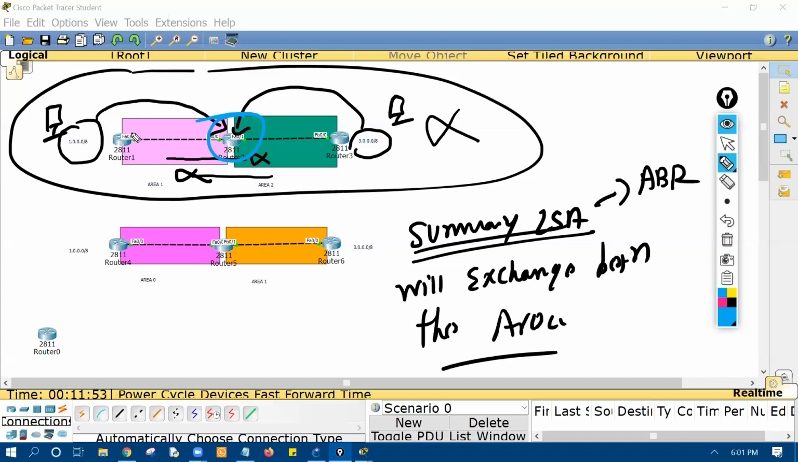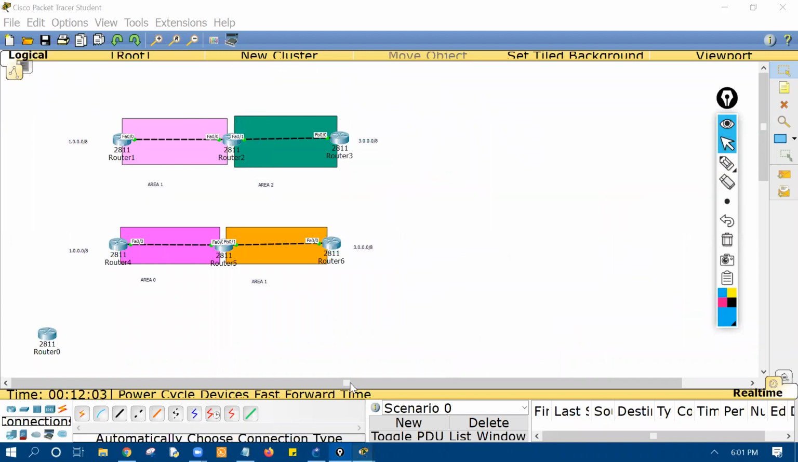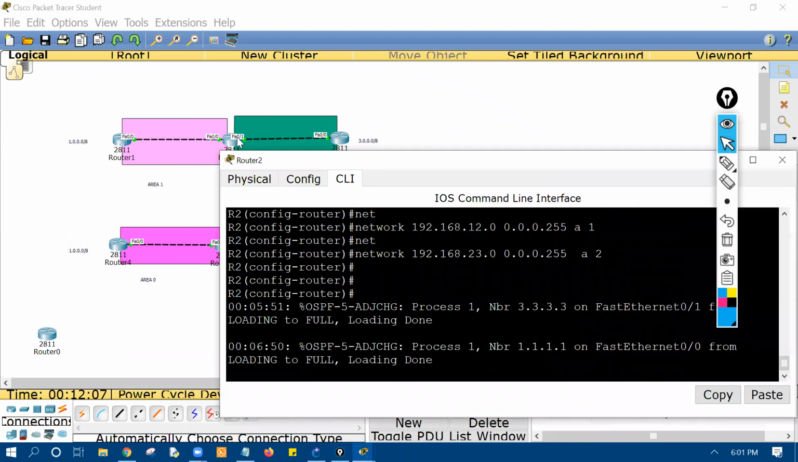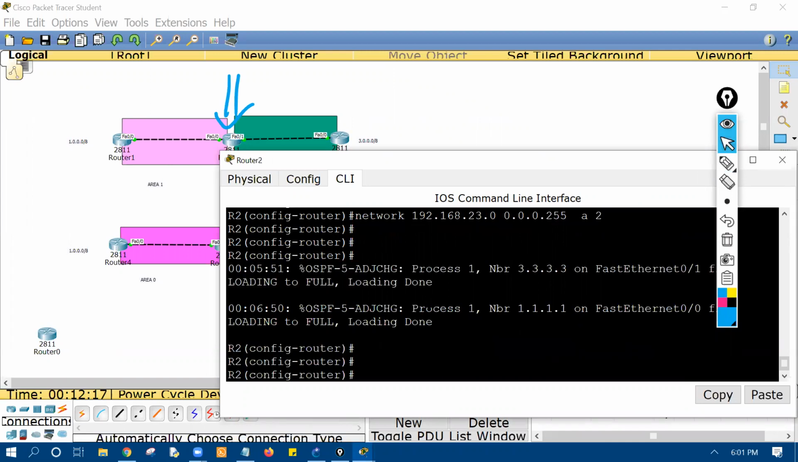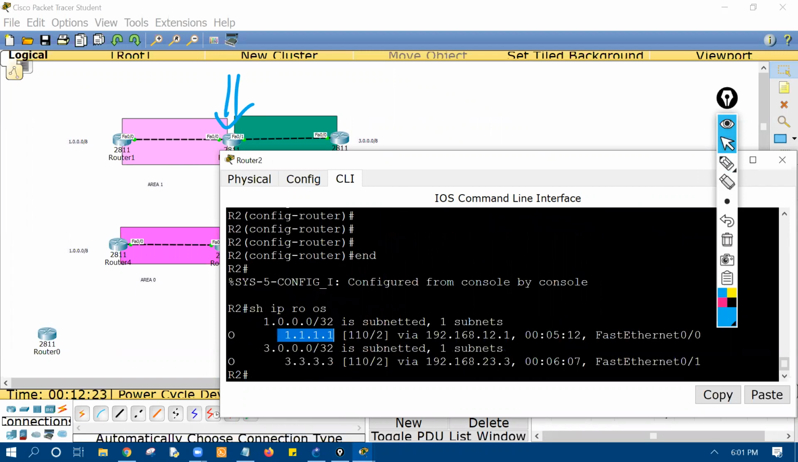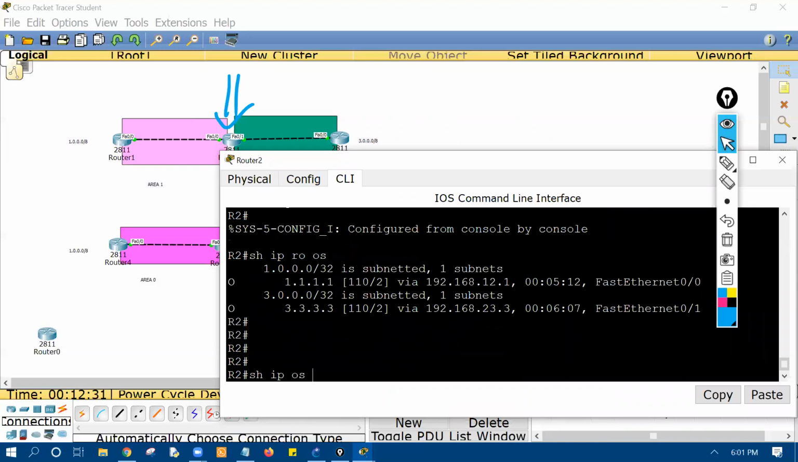Do we have any interface in the backbone? No. So if you check R2 right now, I'm able to form the relationship right now on the R2 router. 3.3. If you check show ip route ospf, I'm having the information 101. I'm having the information 3.3. Okay. Show ip protocol.